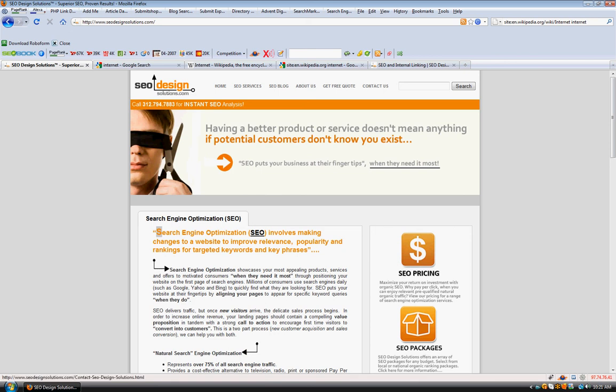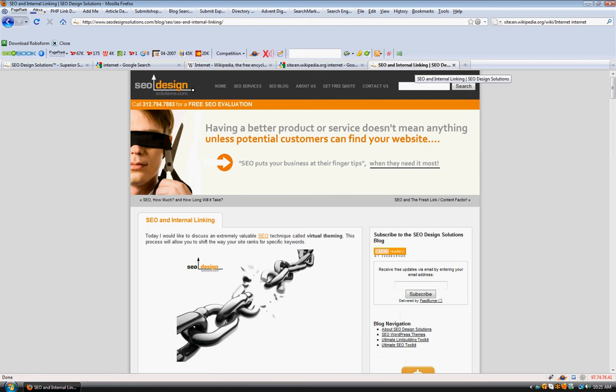Today we're going to cover a topic called virtual theming, which revolves around internal linking and ways to essentially create relevance within a website for specific keywords. Now, most of us make the analogy that if you're going to build a skyscraper, the most important thing is the foundation. Well, think about internal links as bricks that are built on the foundation and allow a website to rank for specific keywords or key phrases.